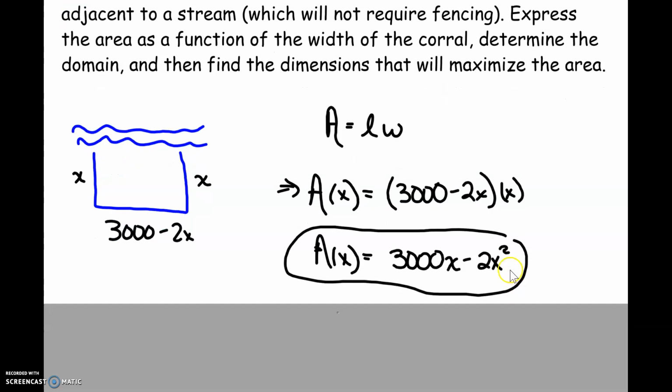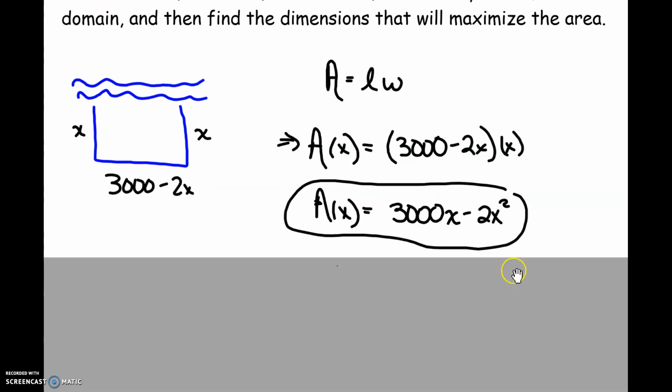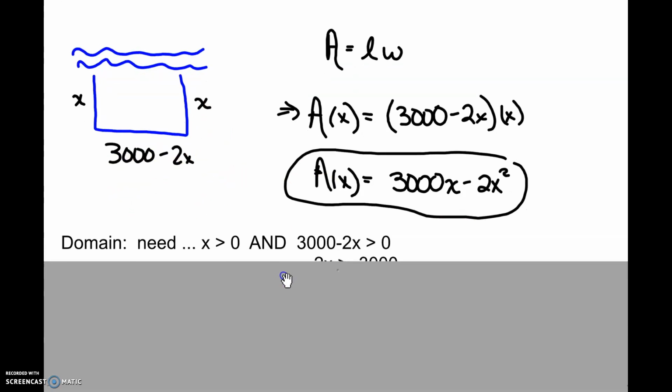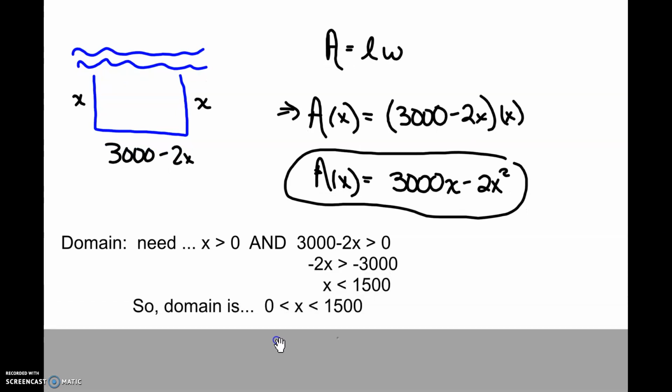Okay, so the domain is the acceptable x values. In this problem, it's not because we'll get an unreal number because of a formula, it's because of the context. So in this problem, x and this 3,000 minus 2x are representing dimensions. That means they're going to have to be non-negative. So that means x has to be greater than 0, and 3,000 minus 2x also has to be greater than 0, or we're not going to get a rectangle.